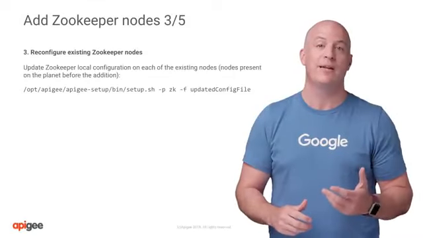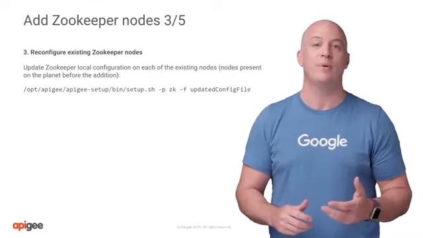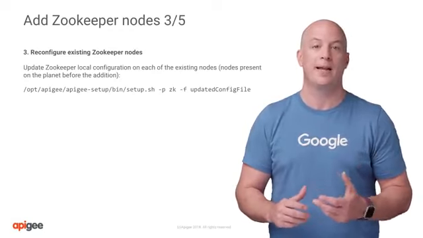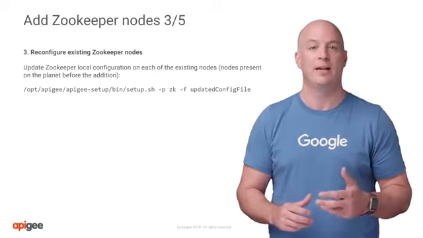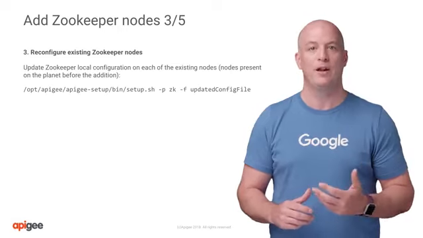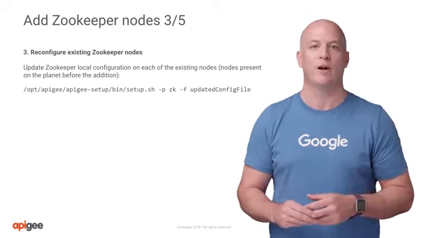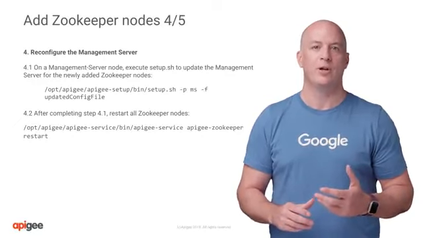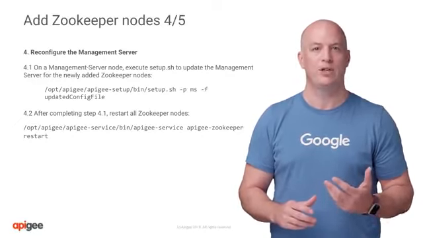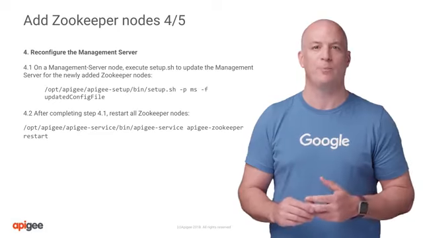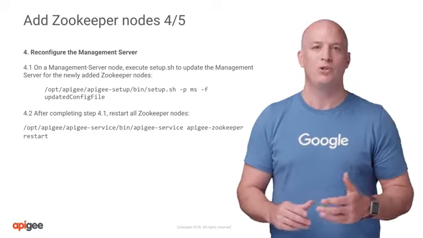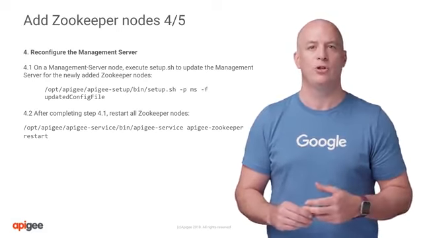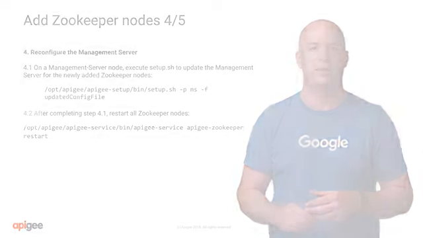Once the new nodes have been installed, the existing Zookeeper nodes need to be updated to reflect the new configuration. Again, we use the Apigee setup utility, passing in the ZK profile and the path to the updated configuration file. Next, we reconfigure the management server, using the same process as previously described, but now using the MS profile. Once this is completed, you perform a rolling restart of all Zookeeper nodes using the Apigee service utility.